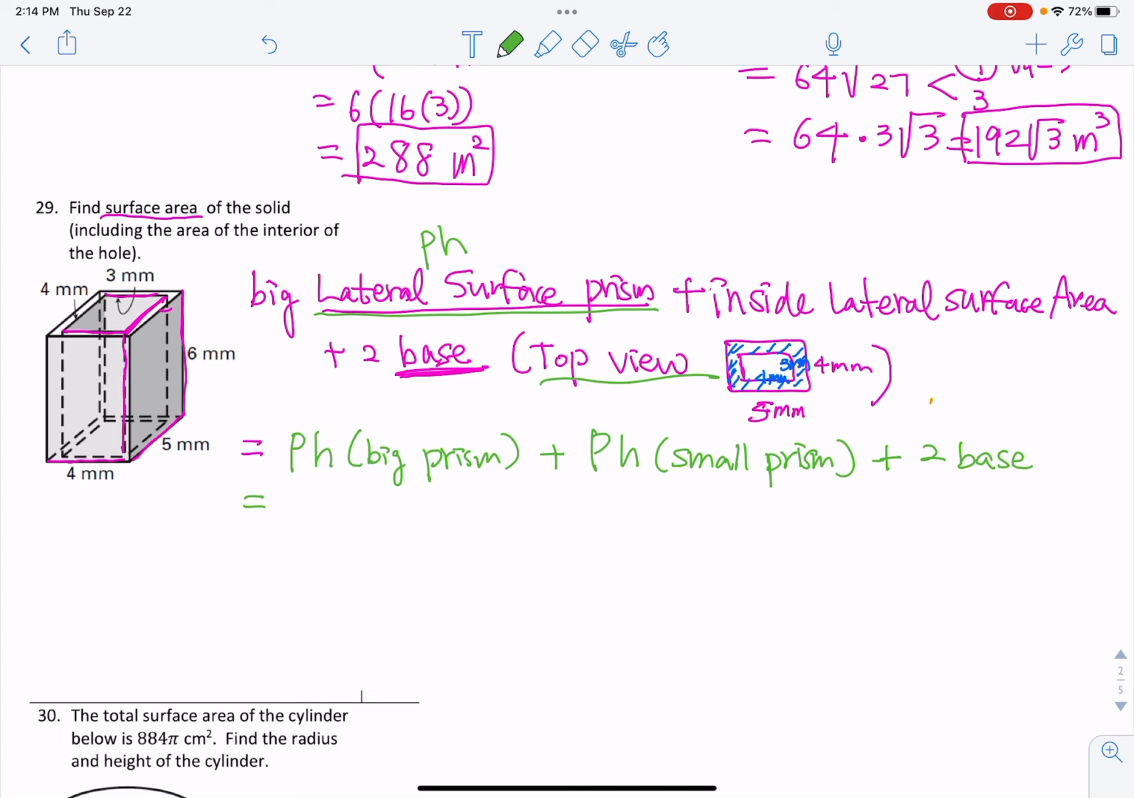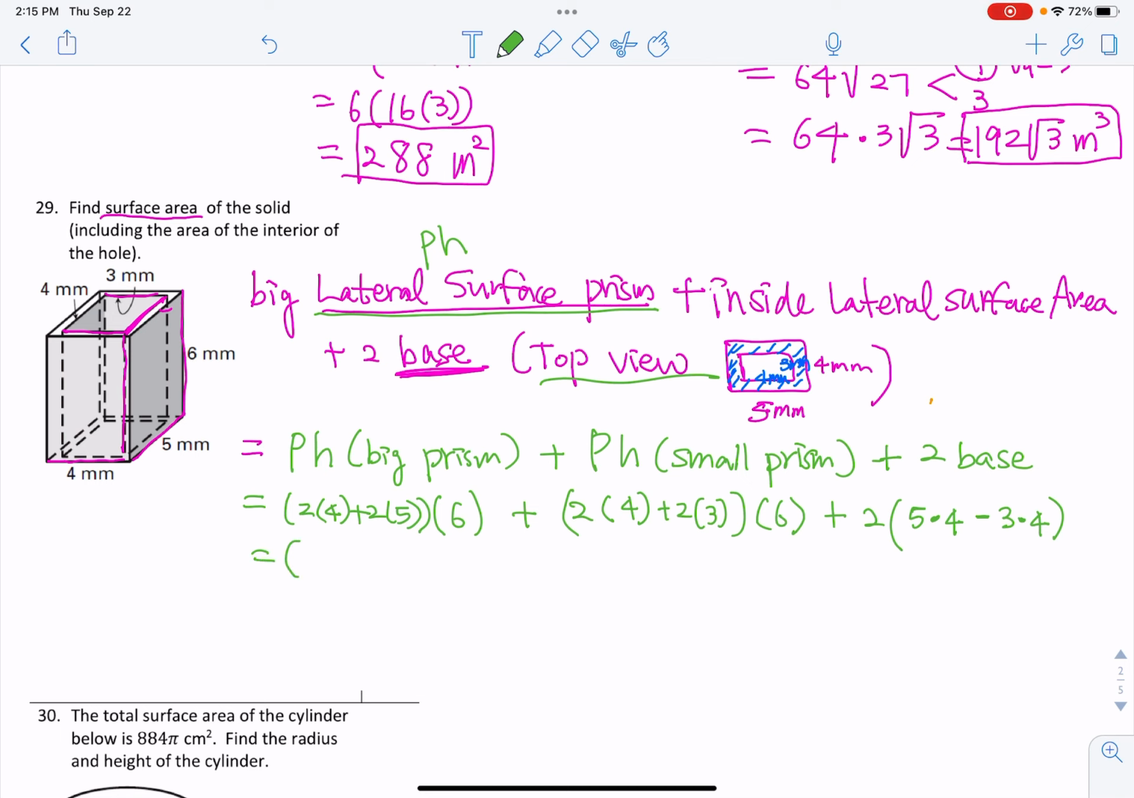Then the perimeter of the big one will be 2 times 4 plus 2 times 5. That's the perimeter times the height, 6, plus 2 times 4 plus 2 times 3. Those are the perimeter of the inside one times the height, plus 2 times the outside area, which will be 5 times 4 minus inside 3 times 4. That's it.